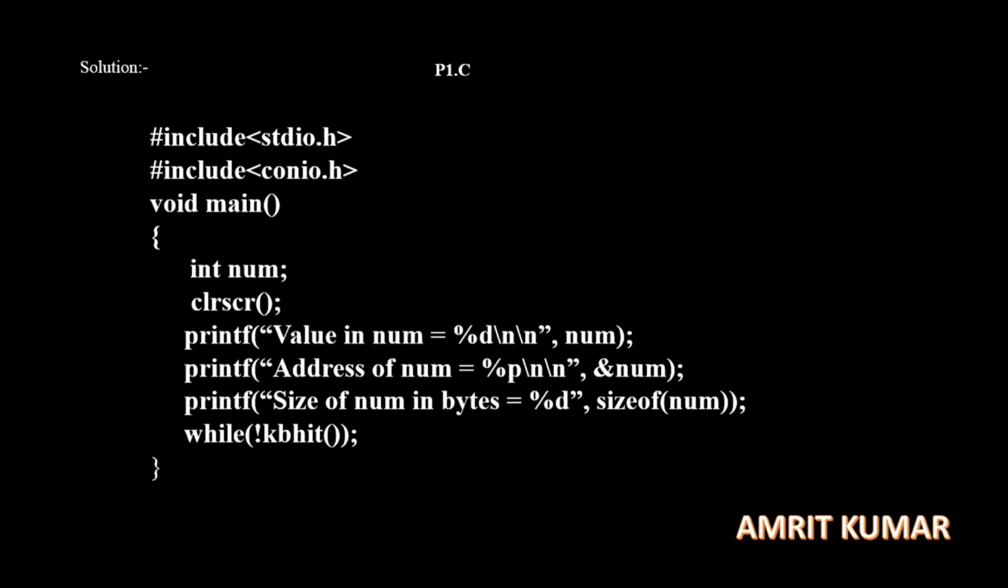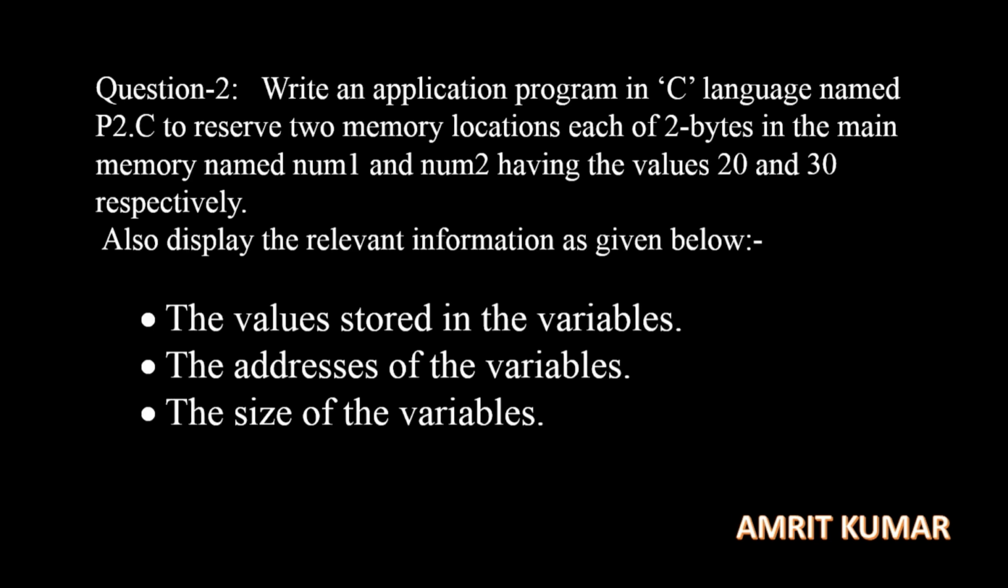So we have studied about this thing. Let's go forward to another question. That is, write an application program in C language named p2.c to reserve two memory locations, each of 2 bytes in the main memory, named num1 and num2, having the values 20 and 30. So what is the question? First think about the question, write it down, and memorize it in your mind, so that we can work out how to solve it.